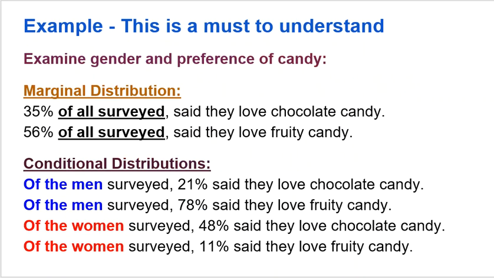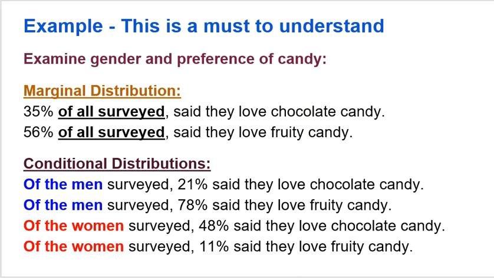And here's a marginal example. If we forget about gender for a second, let's just look at candy. 35% of all people surveyed said they love chocolate candy. That is a marginal distribution. It's only caring about one particular variable, candy, and we're looking at the chocolate.